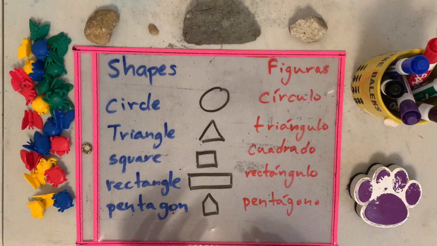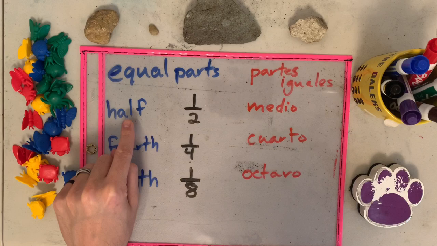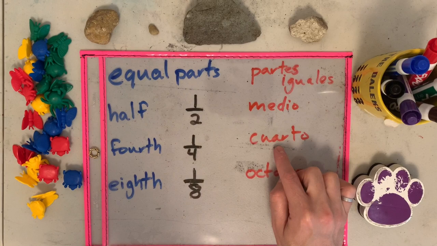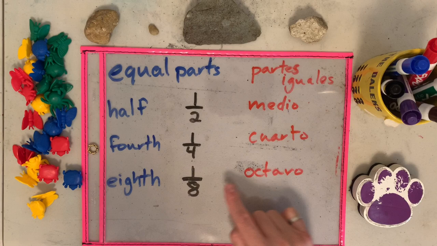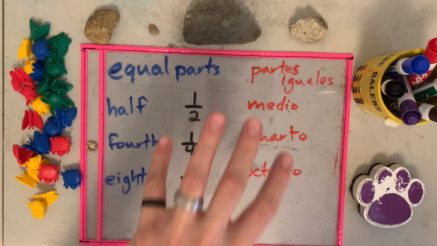Now we're going to learn the vocabulary words about equal parts. Equal parts, partes iguales. We have half. The half looks like this, 1/2. Medio. Then we have fourth, 1/4. Cuarto, 1/4. Eighth, 1/8. Octavo, 1/8. So remember, all these words are very important because when we divide a shape into equal parts, we need to use these vocabulary words.